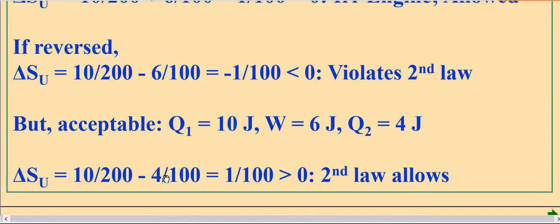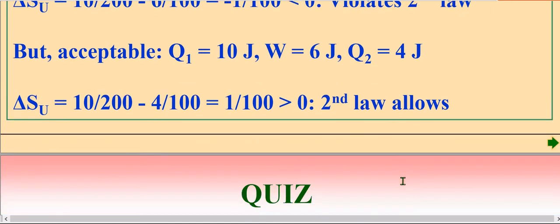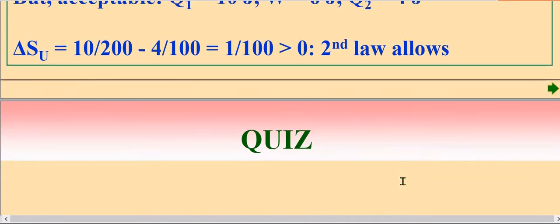is taken from the sink, so it is minus 4 by 100, and 10 joules is going to the source, so it is plus 10 by 200. So it is 1 by 100. So delta S of the universe is greater than 0. So the second law allows it. So this is how you just test and say whether an engine or a pump is allowed by the second law or not.